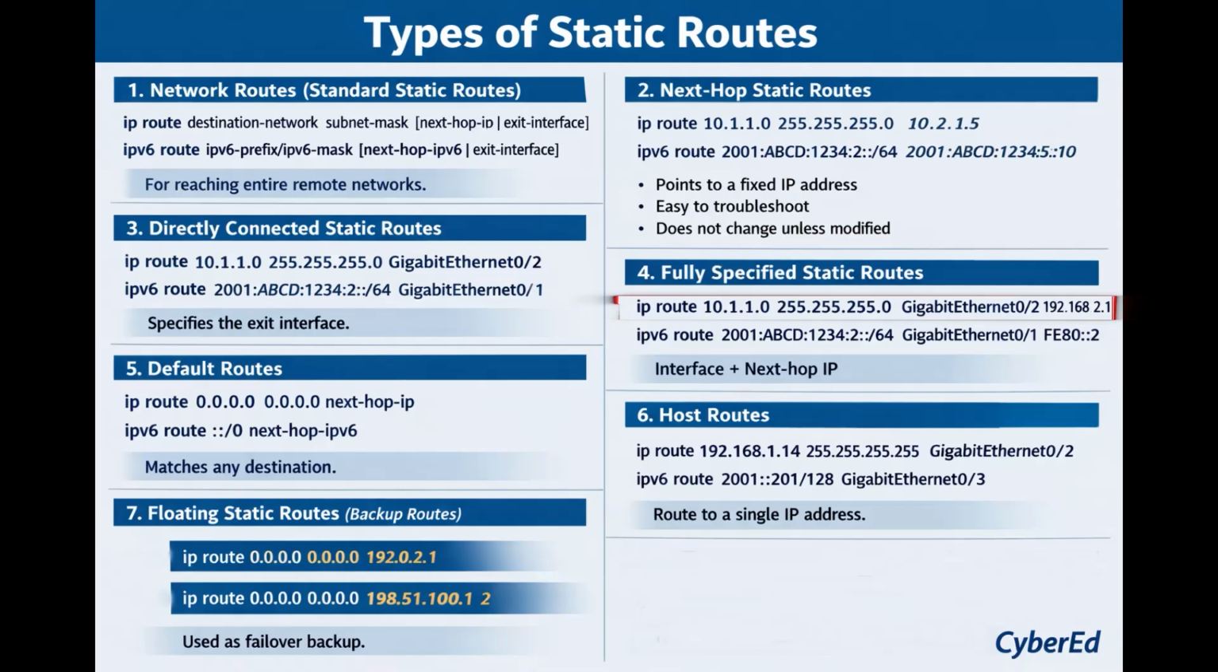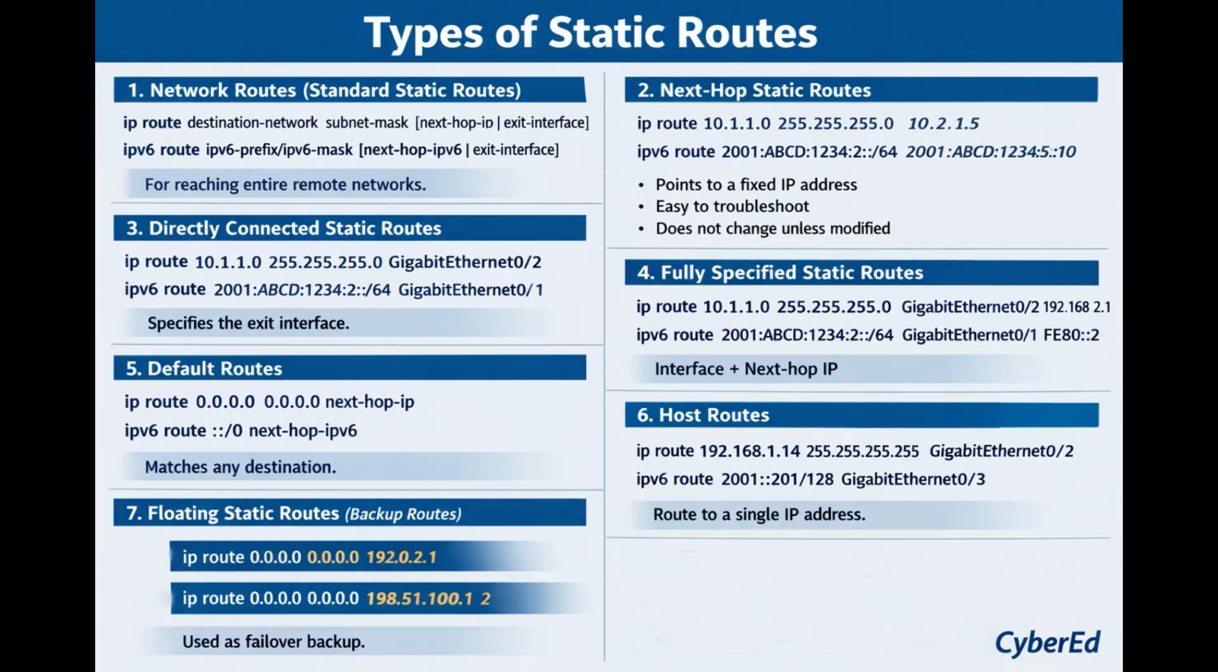Fully specified routes include both the exit interface and the next hop address. Here's an IPv4 example. IPv6 example uses link-local address. And why use them? Maximum control, required in some IPv6 scenarios, and eliminates ambiguity in routing decisions.